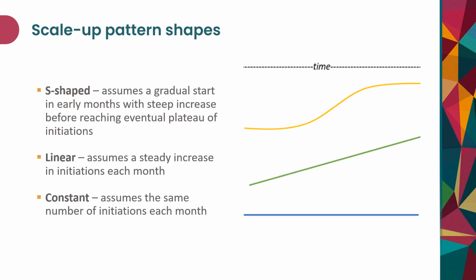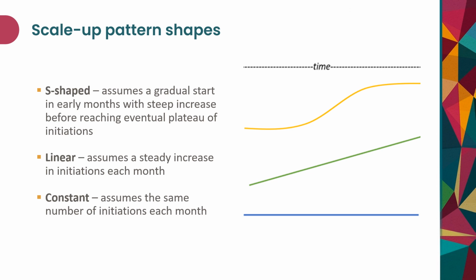There are three different types of scale-up patterns to consider when thinking about how targets will be achieved over time. An S-shaped pattern assumes a gradual start in the early months as the program is established, and then a steep increase before reaching an eventual plateau of initiations. This pattern is appropriate for newer PrEP programs with a target setting time period long enough to reach scale-up. The linear pattern assumes a steady increase in initiations each month, which may be appropriate if a program has been established and is now experiencing rapid scale-up.